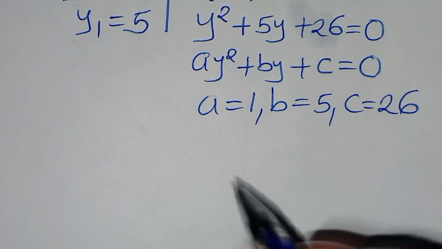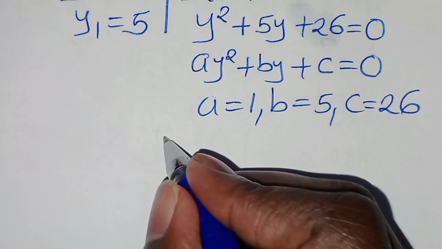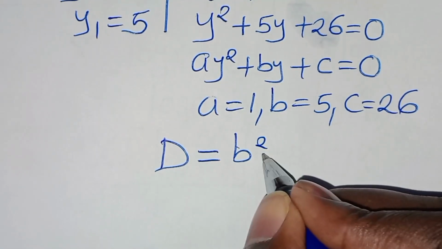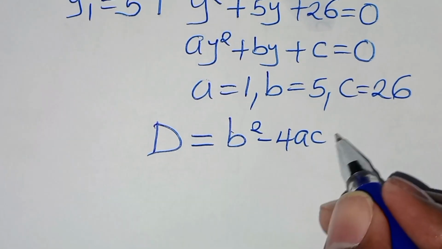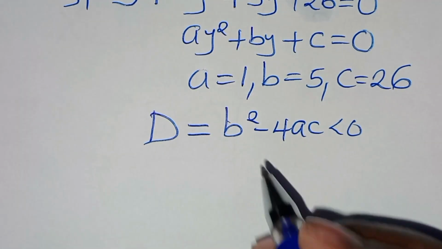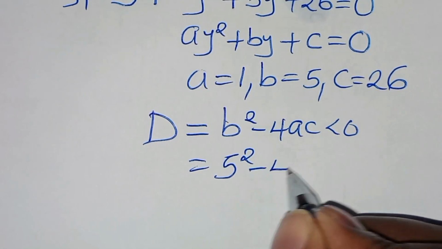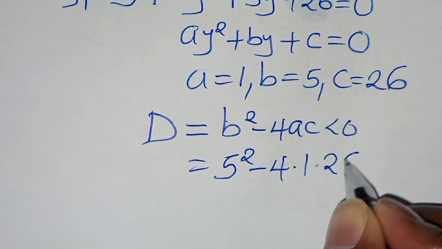So now from here, let's check the nature of this quadratic equation by determining the discriminant value, which is b squared minus 4ac. Let's check if this is less than 0. Now we have 5 squared minus 4 times a, which is 1, then times c, which is 26.